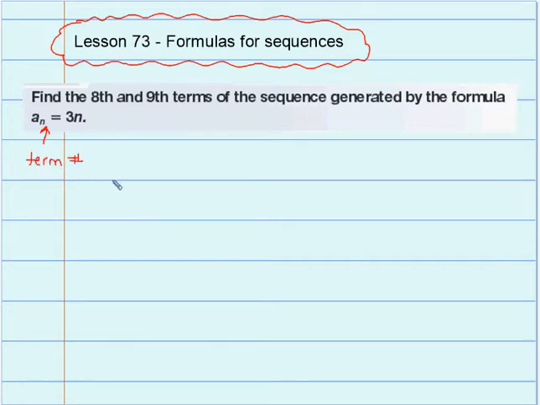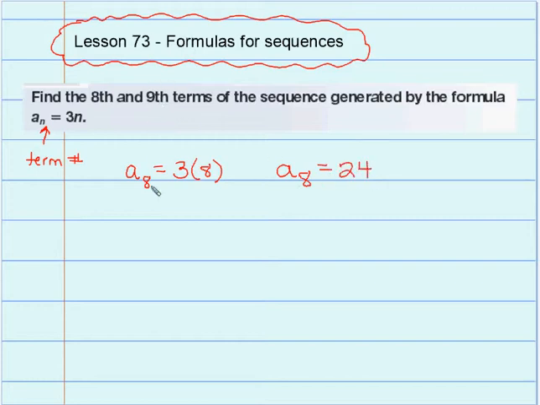Okay, so if we want the 8th term, we say a sub 8 equals 3 times 8. We're going to let n be the term number that we want to find. So we want to find the 8th term number, so n equals 8, and then we evaluate. So a sub 8 equals 24.